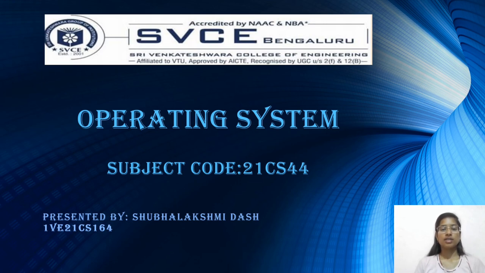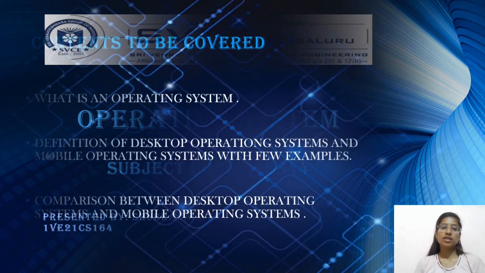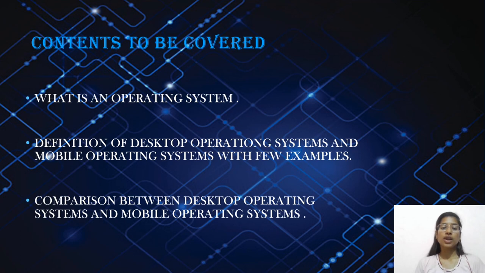1VE21CS164. Today we are going to discuss different types of desktop operating systems and mobile operating systems. And the contents to be covered in this section are: what is an operating system, and the definition of desktop operating systems and mobile operating systems with a few examples, and the comparison between desktop operating systems and mobile operating systems.